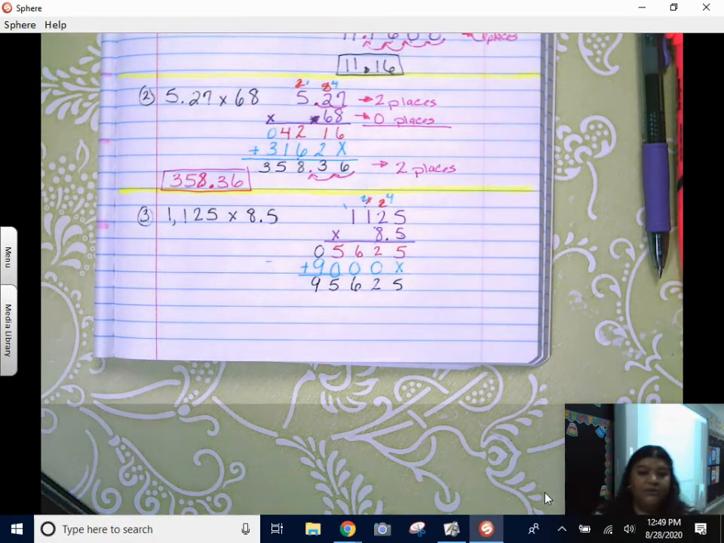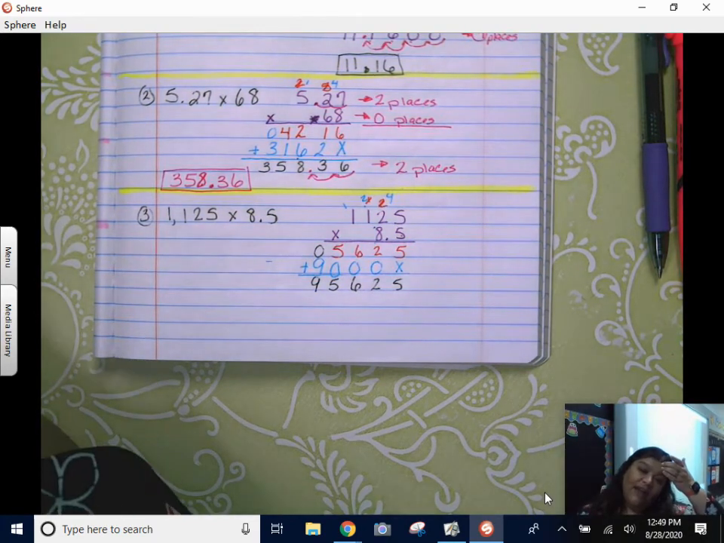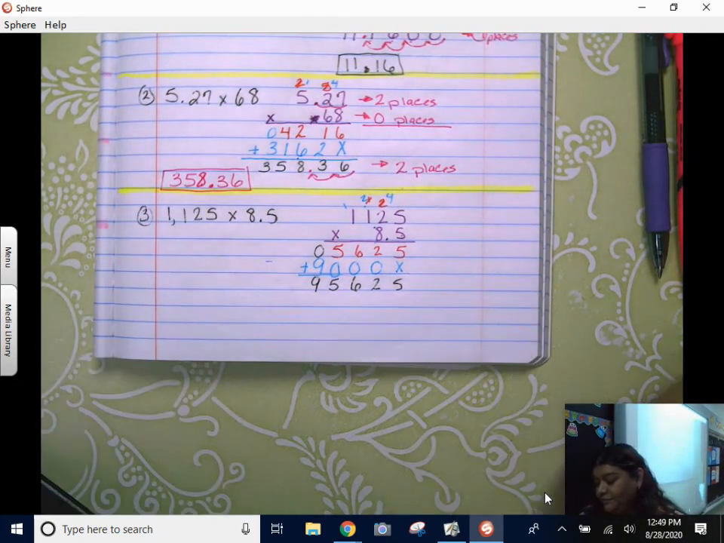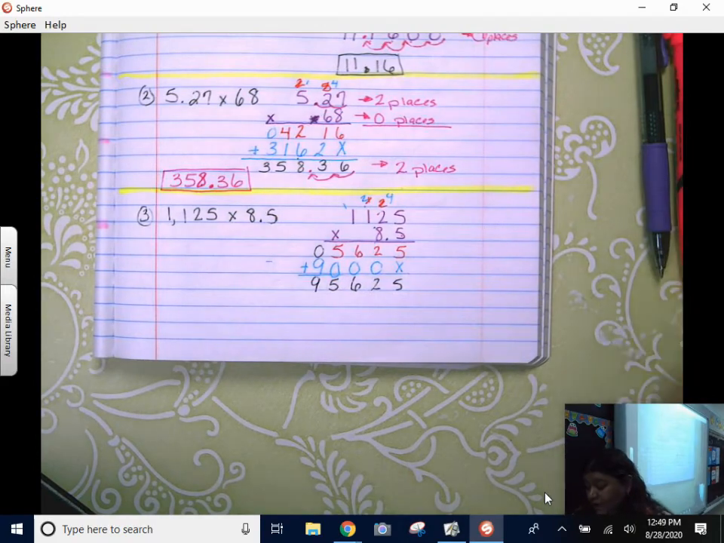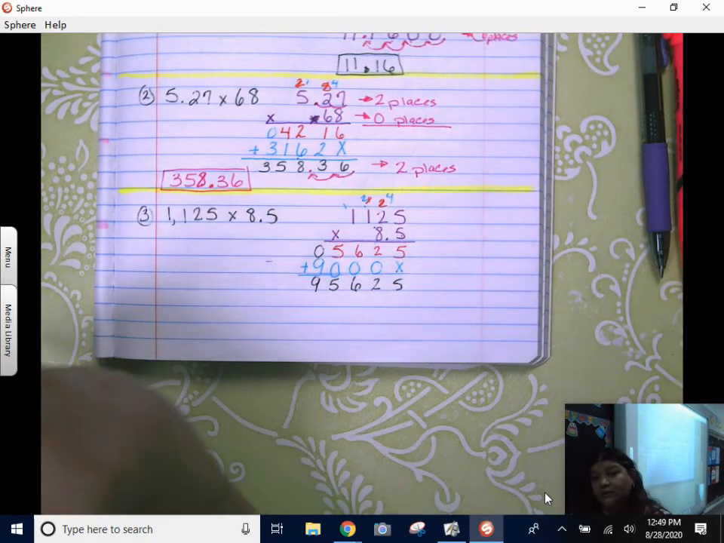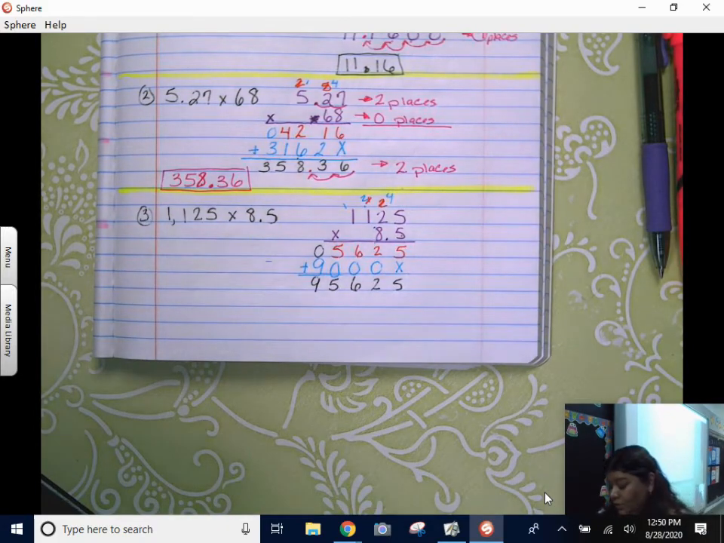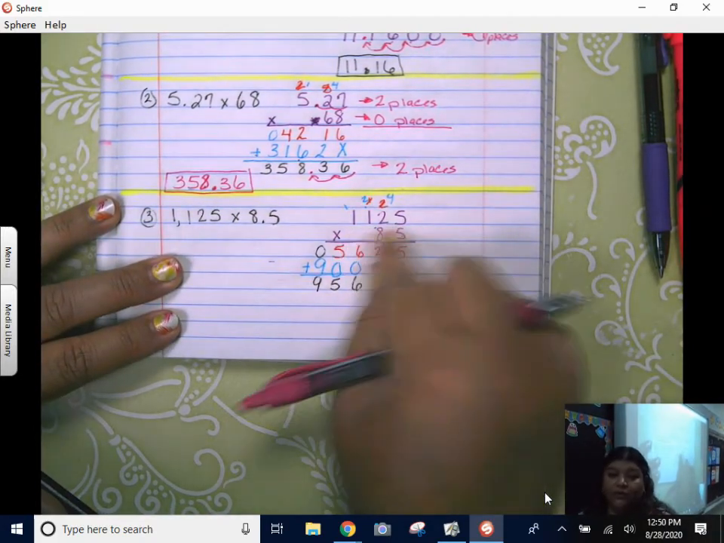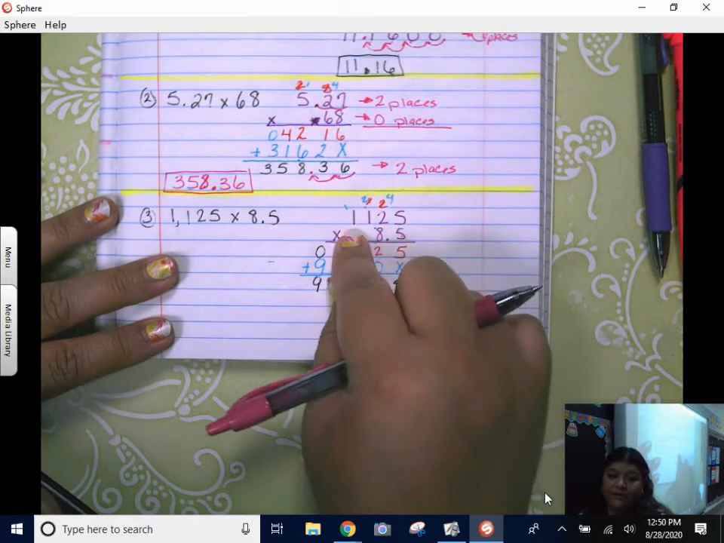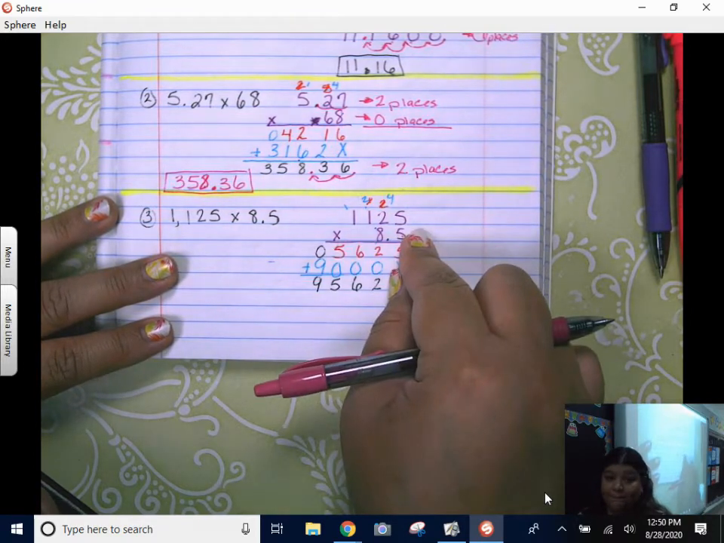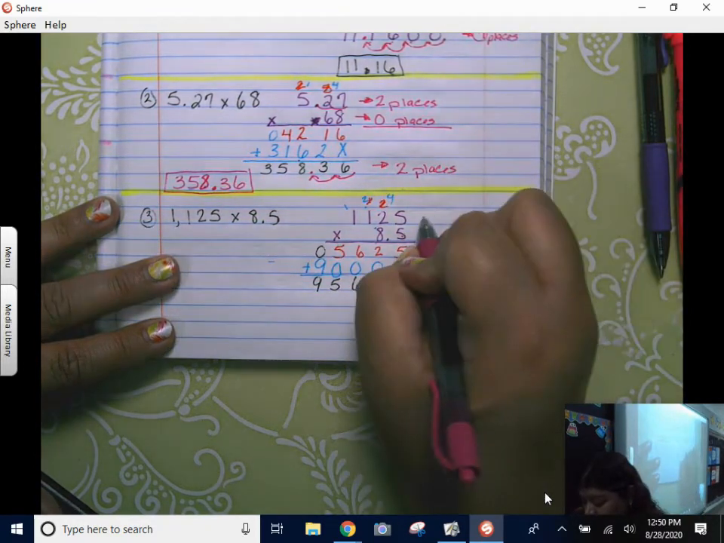So as of multiplication right now, we should just have 95,625, but we haven't done step 2 yet. Step 2 says now you have to count the decimal place values in each factor and move that same amount into your product, okay? So let's look at the first factor, 1,125. Do you see any decimal place values there? Good, because I don't either.